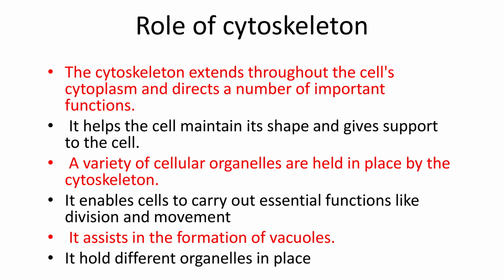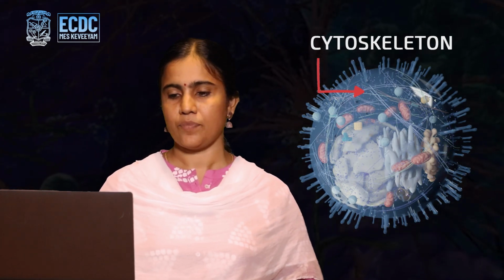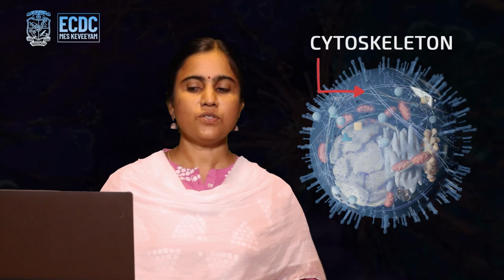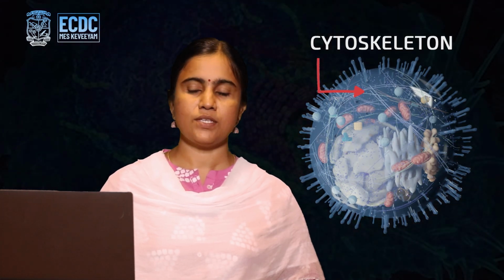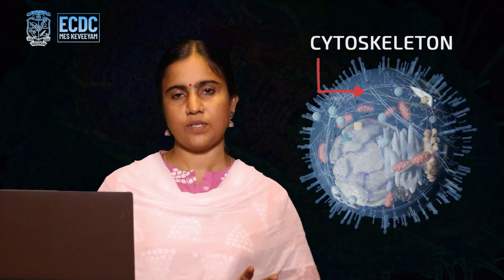It also enables cells to carry out essential activities like cell division, cell movement, cyclosis, engulfing of particles, etc. It also assists in the formation of vacuoles. The cytoskeleton is also called the associated accessory proteins. So these are the roles of the cytoskeleton.